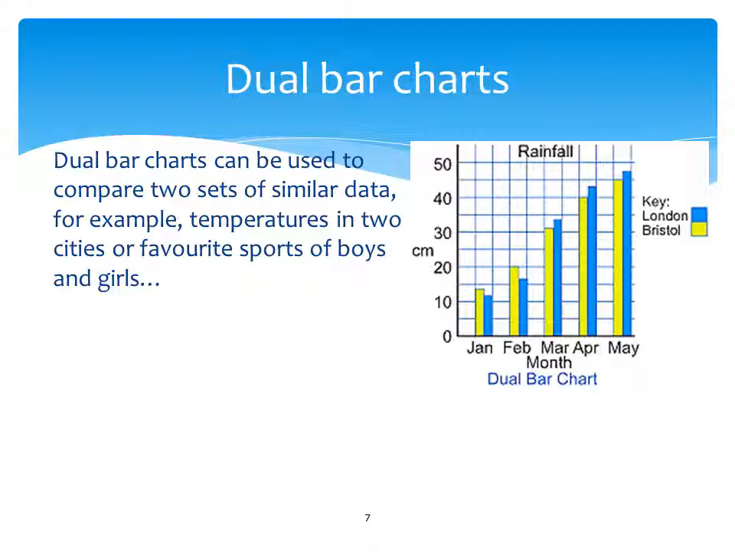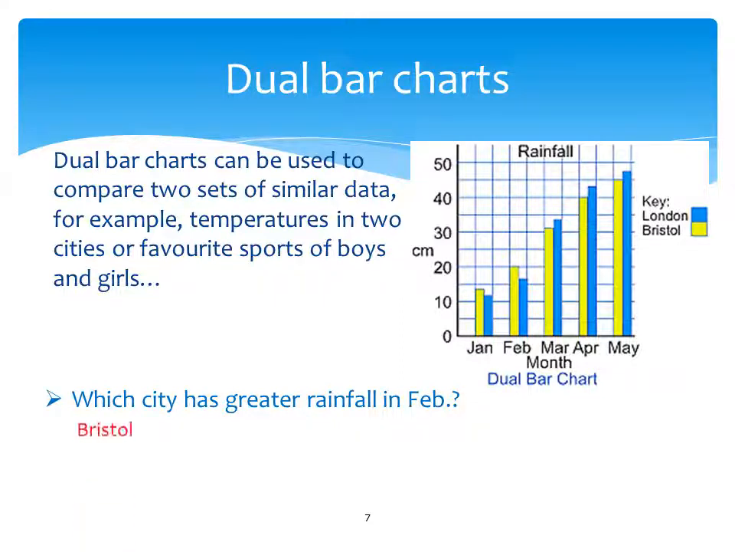So we have 5 months, and we can see that the scale is telling us that each two squares represent 10 centimeters of rainfall. Which city has greater rainfall in February? So we'll go to February and check. We can find that the yellow bar, which represents Bristol, is greater than the blue bar. So Bristol is the city that has greater rainfall in February.